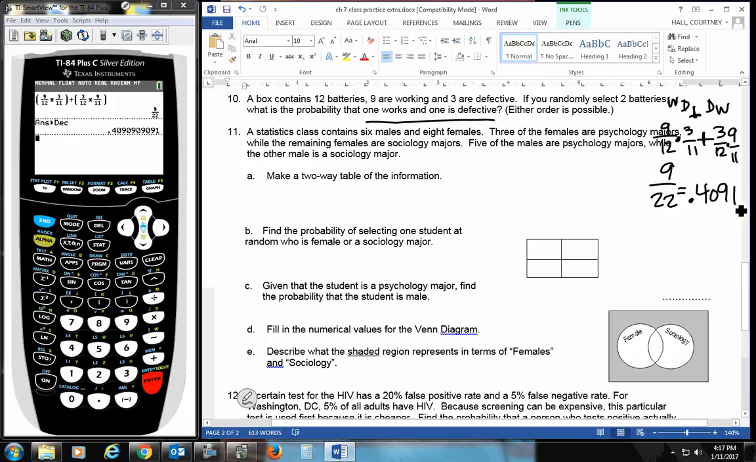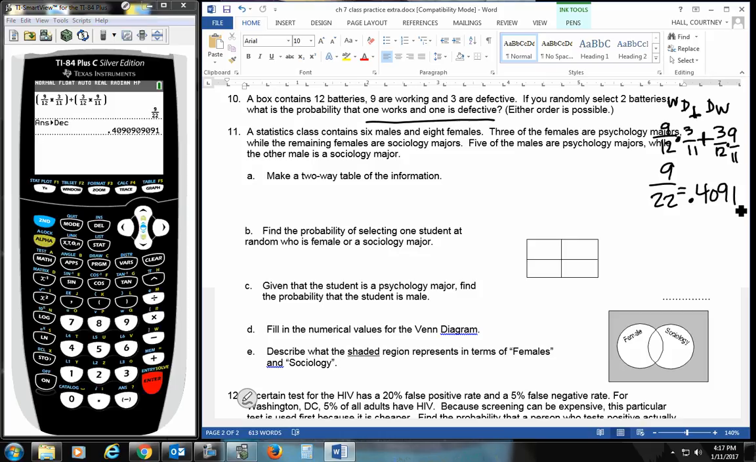Okay. Number 11, make a two-way table of the information. We have a statistics class contains 6 males and 8 females. 3 of the females are psychology majors, while the remaining females are sociology majors. 5 of the males are psychology majors, while the other male is a sociology major. Ooh, that's a lot. Okay, so they give us some random little table down there. It doesn't really go with B, it actually goes with A. So make a two-way table of the information.